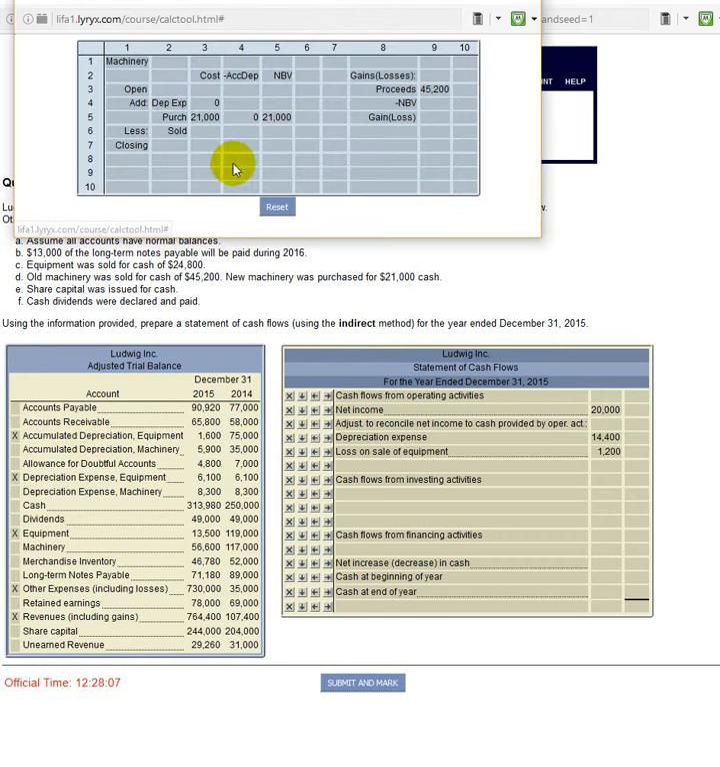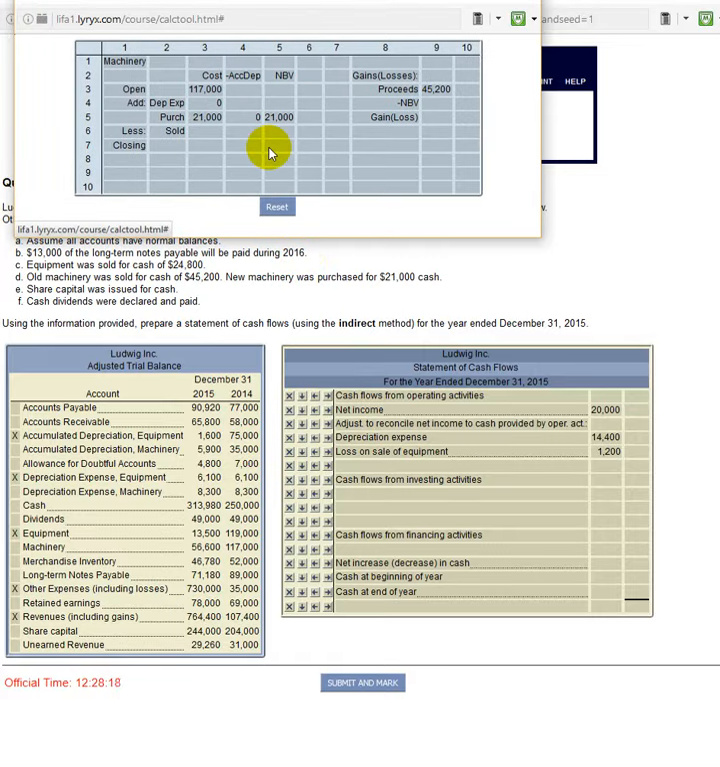Let's bring our spreadsheet back. So now we have an opening cost in machinery of $117,000. So $117,000 goes there. If you just hit tab, it'll take it to the next space. So the accumulated depreciation on the machinery, the opening balance, is $35,000. And then the net book value would be the difference between those two, like that. And then we have the closing numbers as well.